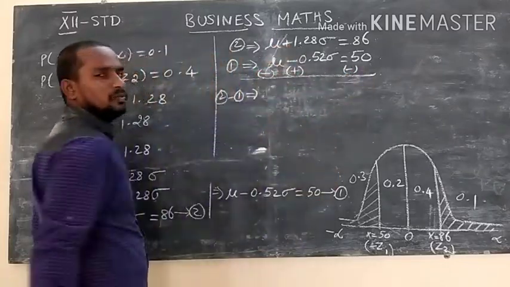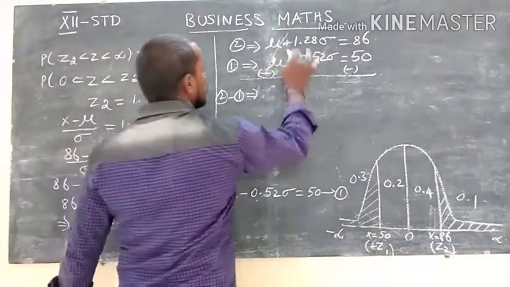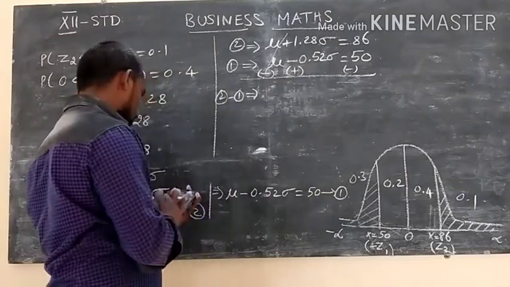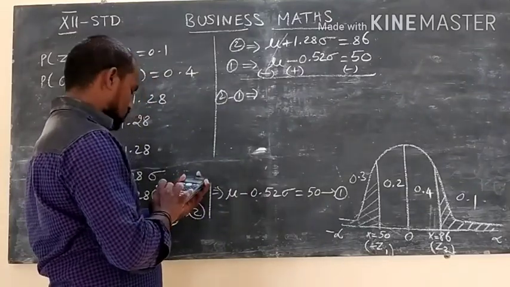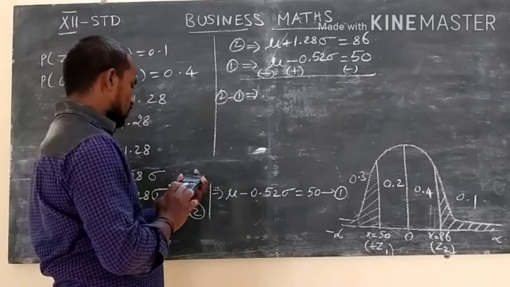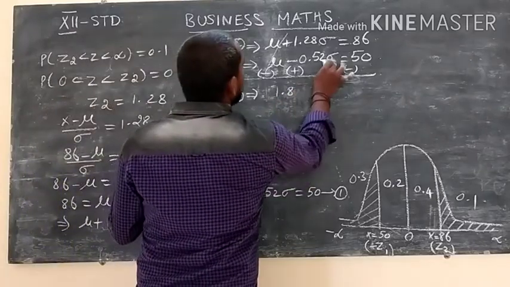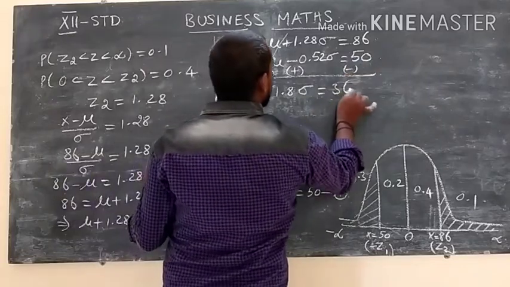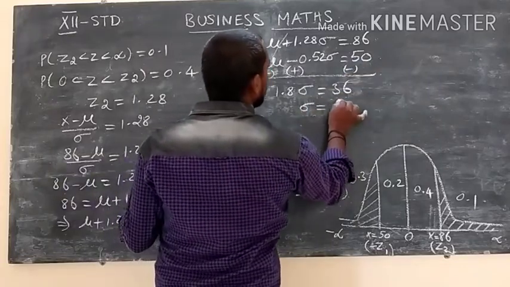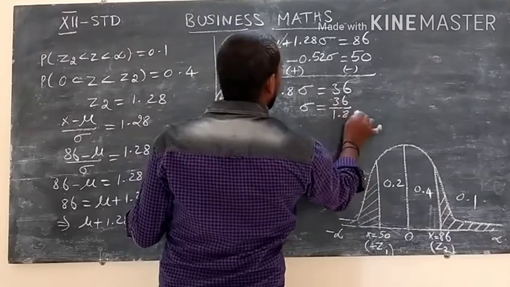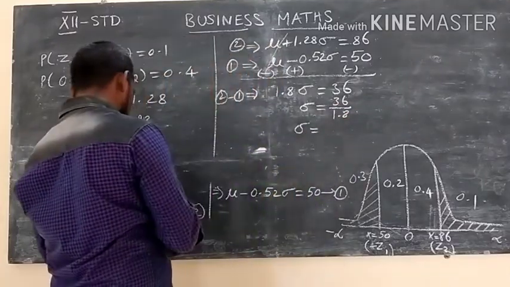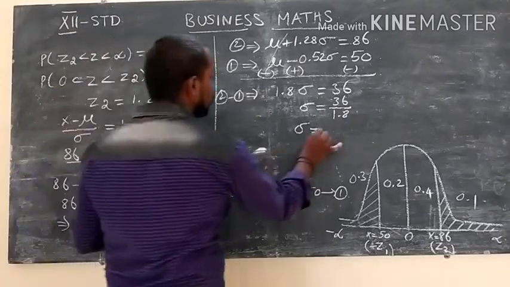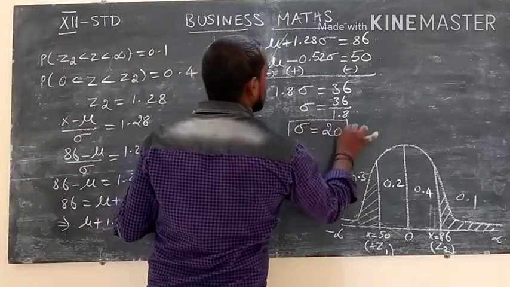So plus mu minus mu cancel. The remaining two are plus values: 1.28 plus 0.52 equals 1.8 sigma, which is equal to 86 minus 50, that is 36. So sigma is equal to 36 divided by 1.8. What is the value of sigma? 36 divided by 1.8 equals 20. The sigma value is 20.